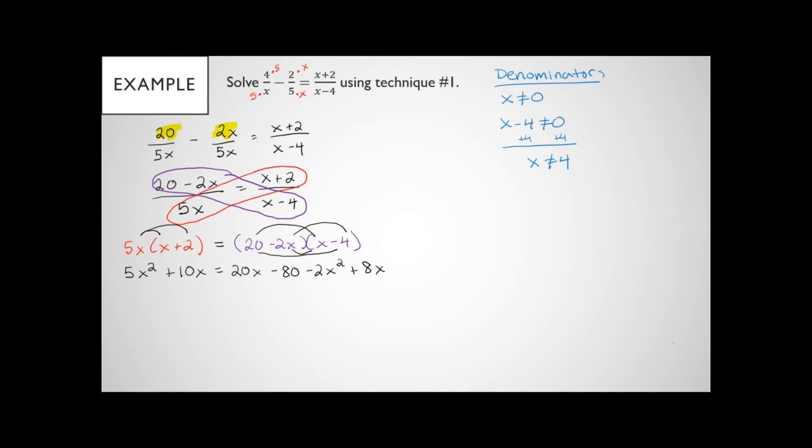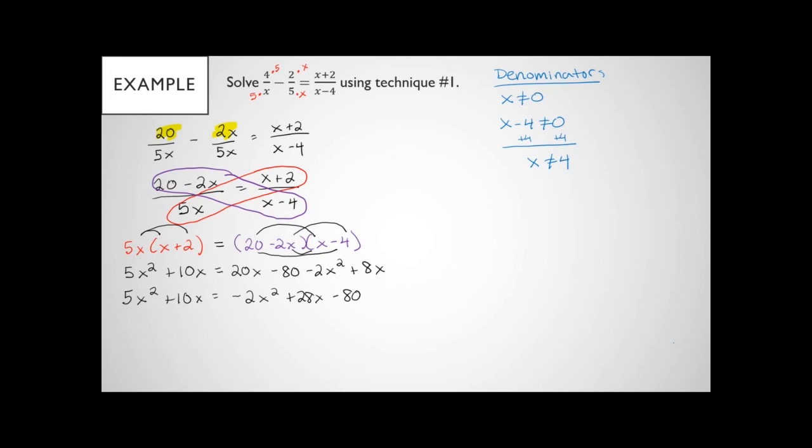So we're going to do the same thing that we did before. We want to combine our like terms on the right side. So I have 5x squared plus 10x equals negative 2x squared, 20x plus 8x is 28x, and then minus 80.